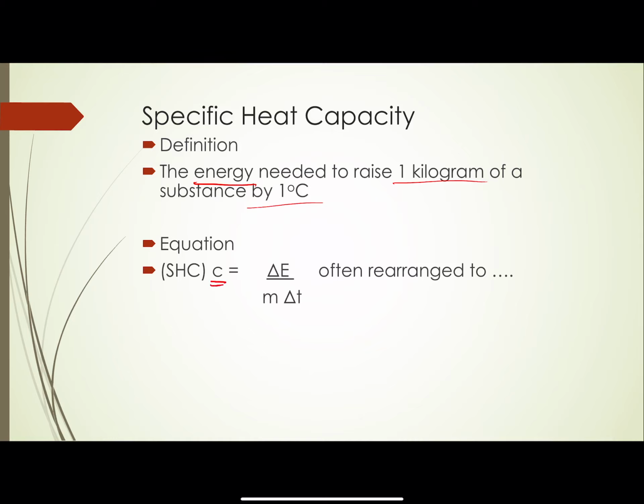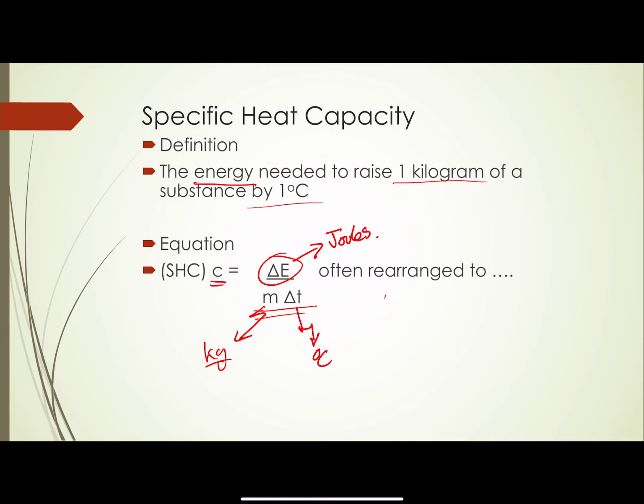It's often written as the letter c, a small case c, which is confusing because the speed of light is also written as the small case c. But the equation obviously is different. c equals delta E divided by m delta T. So what are these terms? Well, delta E is the change in energy, that's in joules. m is the mass in kilograms. Delta T is the change in temperature, and that's in degrees C.